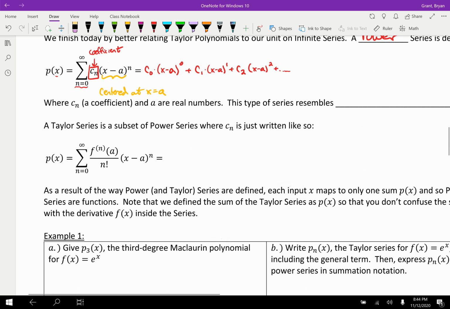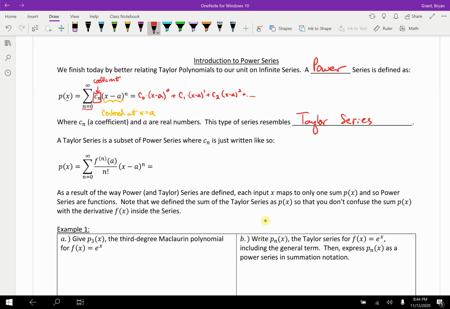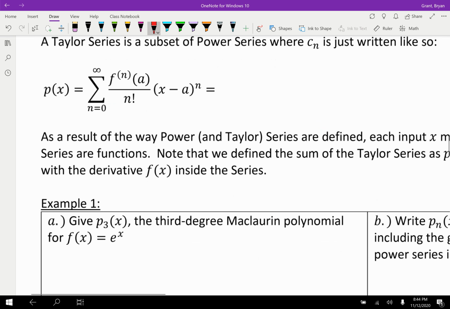Well, doesn't this type of series resemble Taylor series? However, in Taylor series, the formula for my coefficient, c sub n, is just the nth derivative at a over n factorial. And so we get a power series written in summation notation, which we haven't done yet, which takes the general term and lets us write this in a nice succinct method.